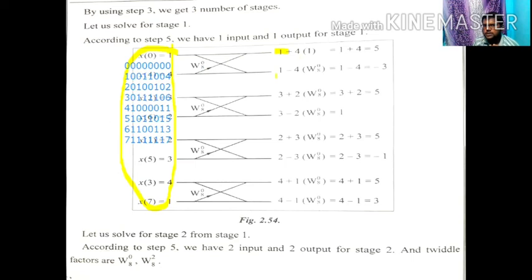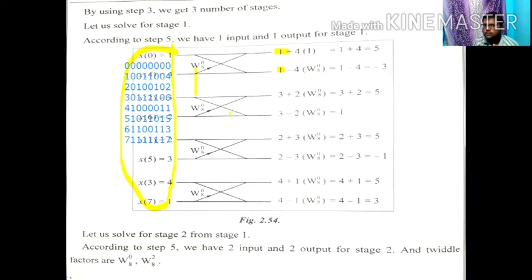Similarly for the next output line. First it receives the signal 1, so I mention here 1. Next, 4 is multiplied with the twiddle factor, 4 into W8 power 0. But once it crosses this node point, it becomes minus, so the sign should be changed here. So 1 minus 4 into W8 power 0. The answer becomes 1 minus 4, which is nothing but minus 3.